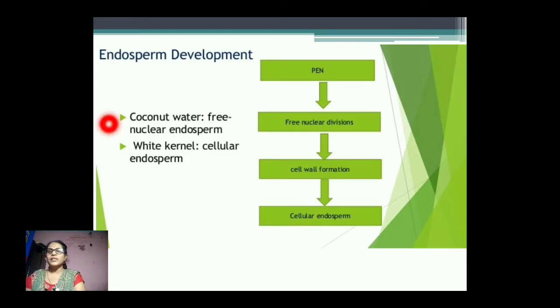How is the endosperm developed, or the development of endosperm? The primary endosperm nucleus freely divides by nuclear division and it produces the cell wall of a seed. Then cellular endosperm is produced. In coconut water, free nuclear endosperm is produced and it is not hard to see. Then the white kernel is a cellular endosperm.